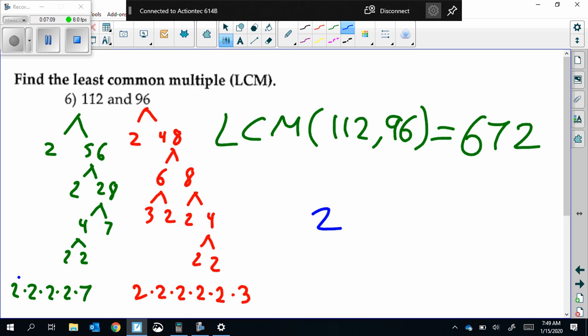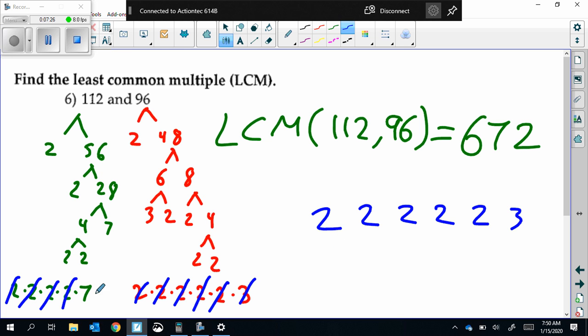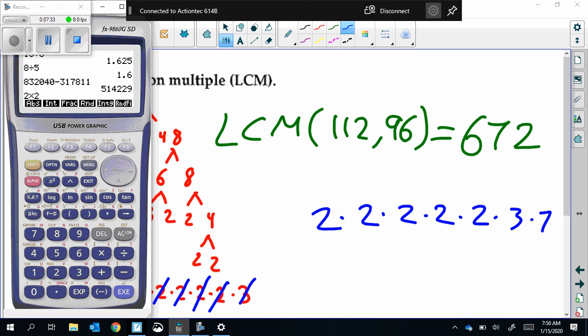So LCM is going to have a 2. We can cross out a 2 from each one. Another 2. Another 2. Still has to have another 2. Then it has to have a 3 and a 7. And if you multiply all of that together, you get 672. That's the LCM.